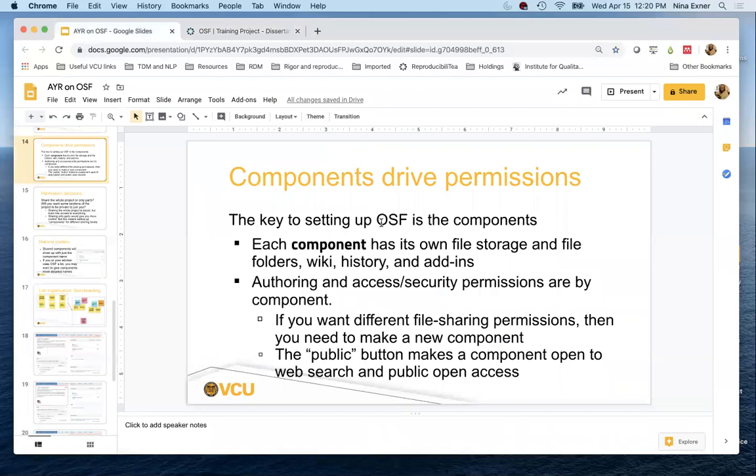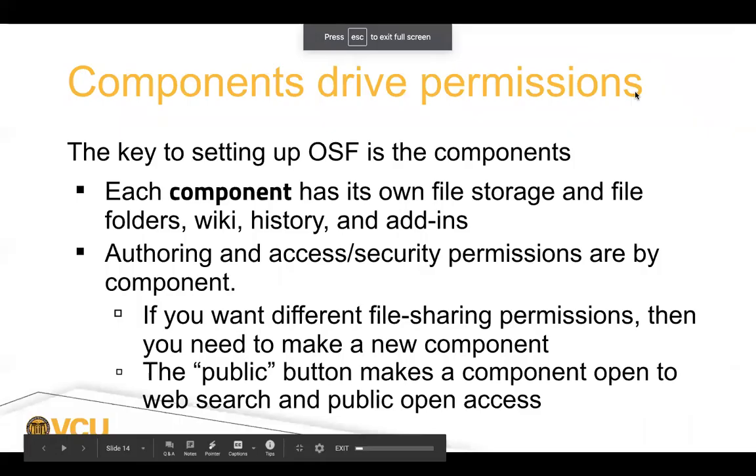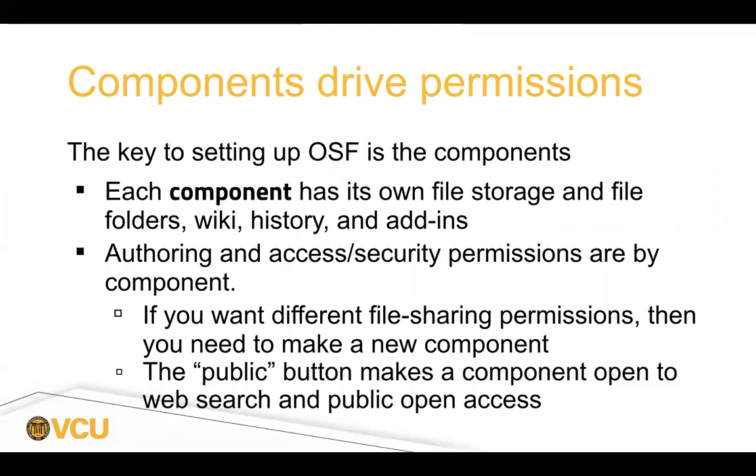Those components drive how you set up your permissions. So when you set one part to private and one part to shared, the parts that you can set are components, and each component can have its own permissions. So setting who's an author, who's a contributor, who can see my file, how I want to have my permissions, and making a section public for open or shared data, all of those things are done component by component.